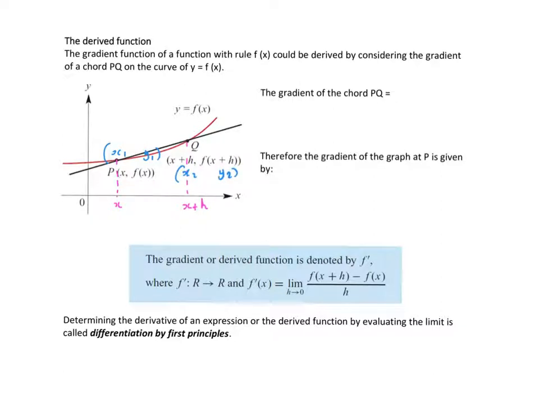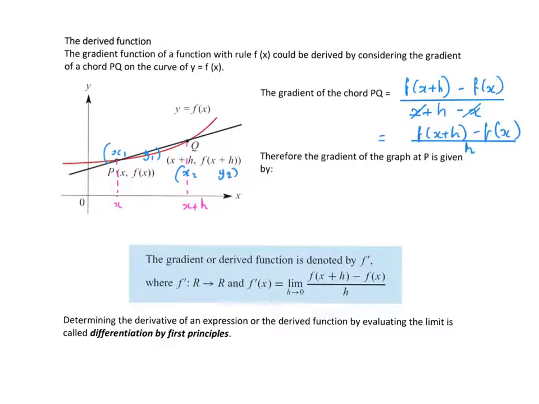And so we know that to find the gradient, it's y2 minus y1 over x2 minus x1. So in this case it would be f of x plus h, which is our y2, take away our y1, which is f of x, all divided by x2, which is x plus h, minus our x1, which is x. If I tidy that up, the x's down the bottom will cancel out. So I'm left with f of x plus h minus f of x over h.